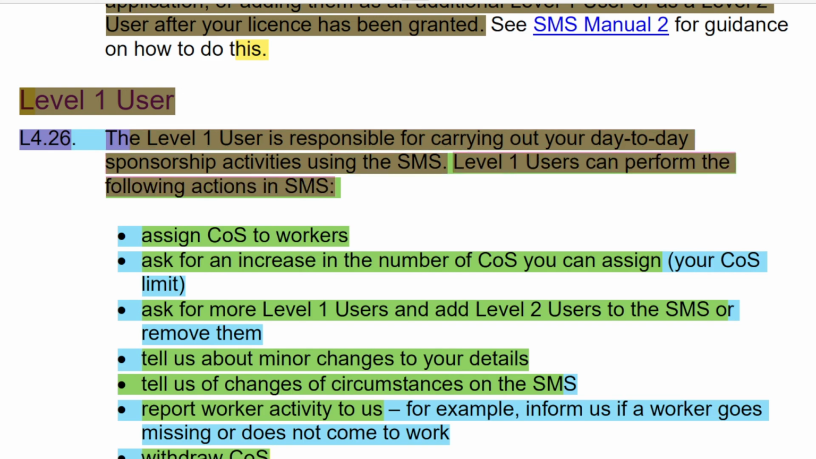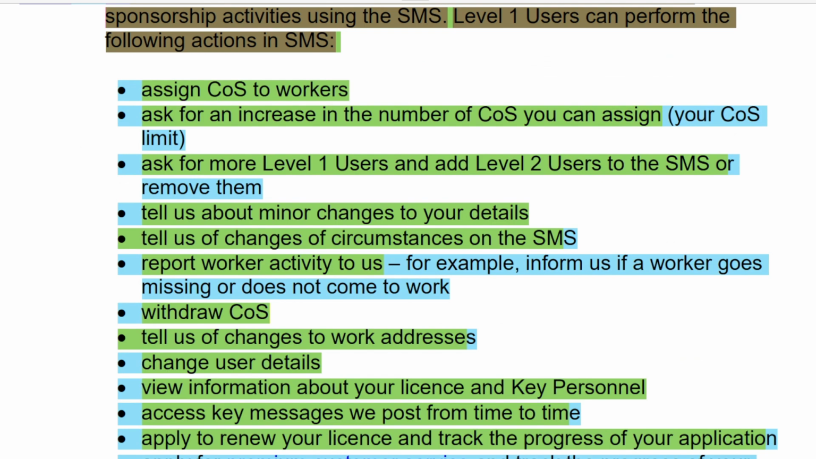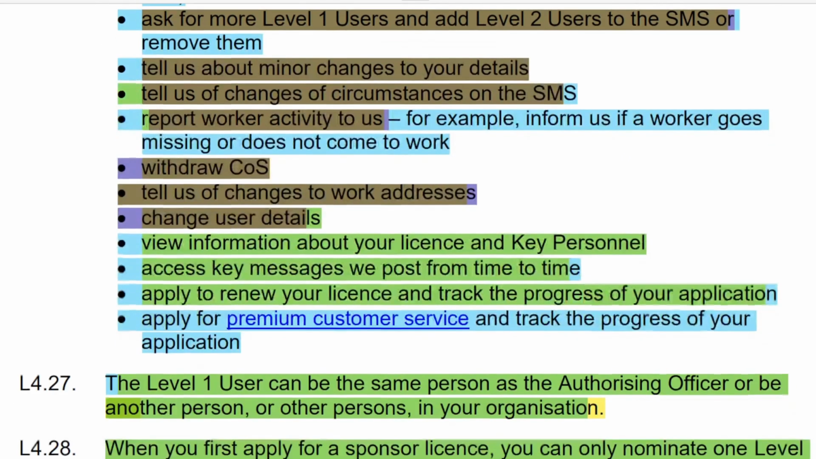A level 1 user can perform the following actions in the SMS. The level 1 user can assign certificates of sponsorship to workers, ask for an increase in the number of certificates you can assign, ask for more level 1 users, and add level 2 users to the SMS. Tell us about minor changes to your details. Tell us about a change in circumstances, report workers' activity, withdraw a certificate of sponsorship.